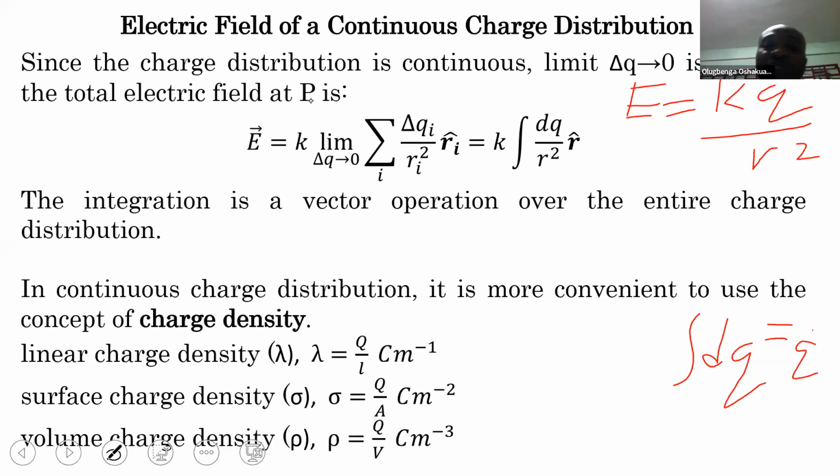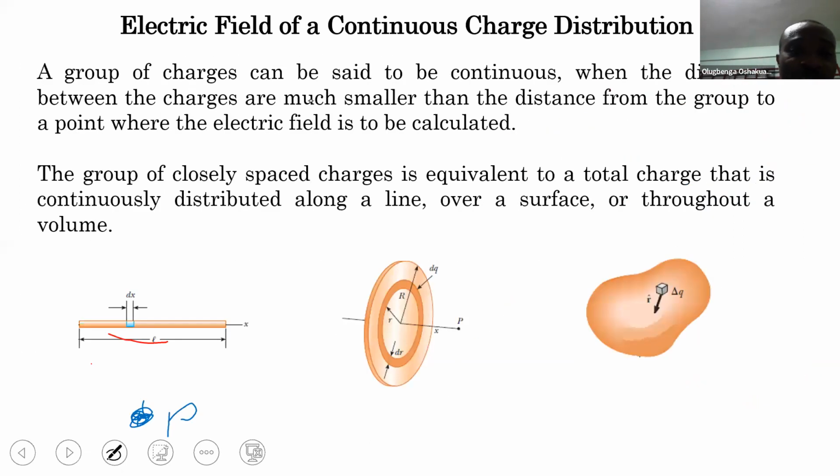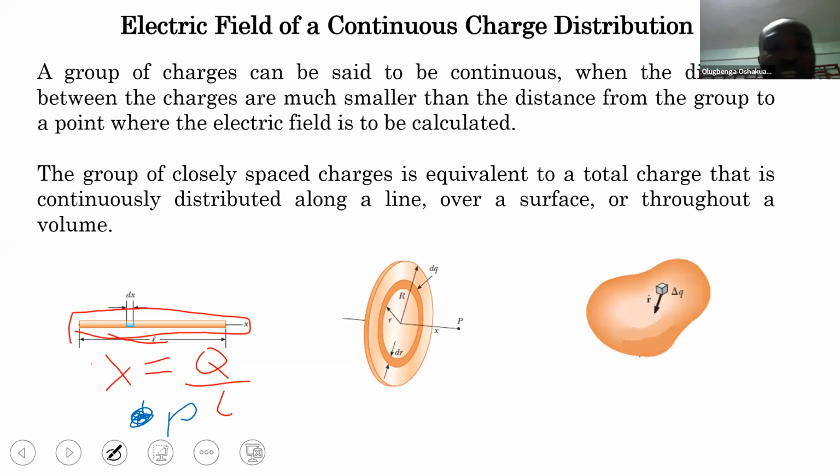In continuous charge distribution, it is more convenient to use the concept of charge density. Instead of talking about all these dQs, it's easy for us to say that when a certain charge Q is spread all over this line, we can talk about a particular quantity called lambda, which is equal to that charge Q over the entire length. This lambda is the linear charge density. If we have a certain length and we know lambda, then easily we can determine the entire charge.